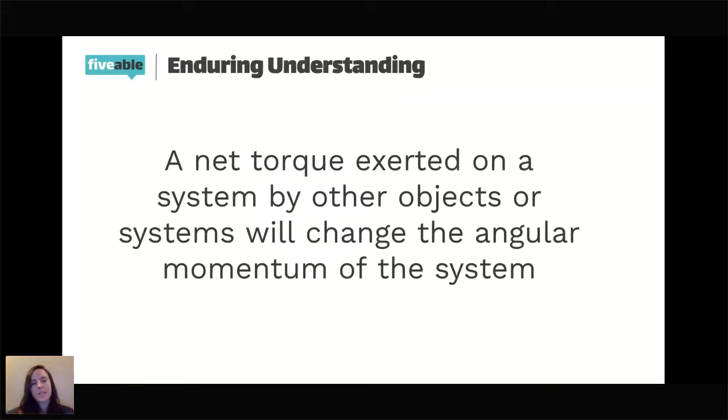One of the big ideas of this unit is that a net torque exerted on a system by other objects or systems is going to change the angular momentum of the system. So just like how in our linear kinematics and linear Newton's second law, if you push on something, it's going to cause a change to the momentum, right? The same thing happens here, where if you torque something, it's going to change the angular momentum.